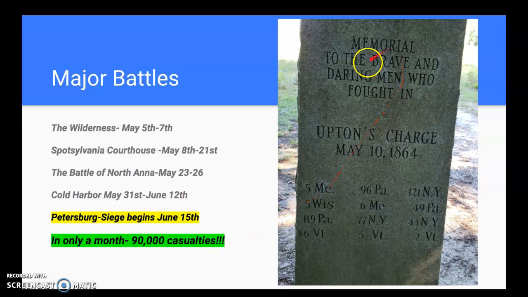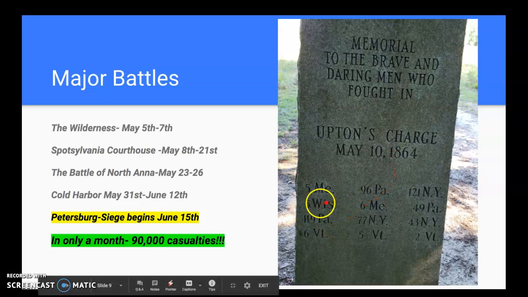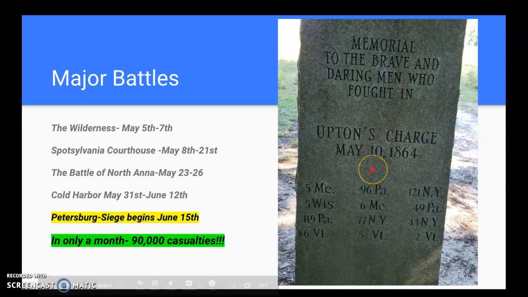So this is a memorial. This is at the battlefield for Spotsylvania Courthouse. This is Upton's charge. It was a Union action to kick out some Confederates from a trench system they had. And this is the 5th Wisconsin Infantry. My great-great-grandpa was part of this action.